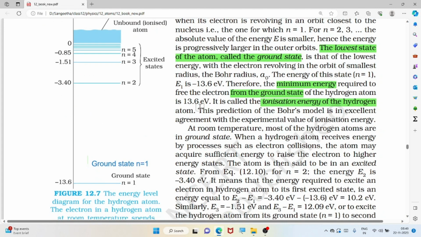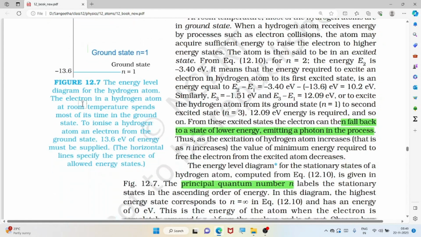Ground state. What is ionization energy? The minimum energy required to free the electron from the ground state. Okay, this is important. From this ground state you have to free the electron. This is called the ionization energy of the hydrogen atom: the minimum energy required to get the electron free from the ground state.